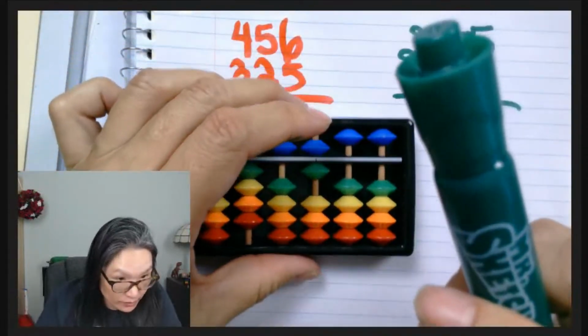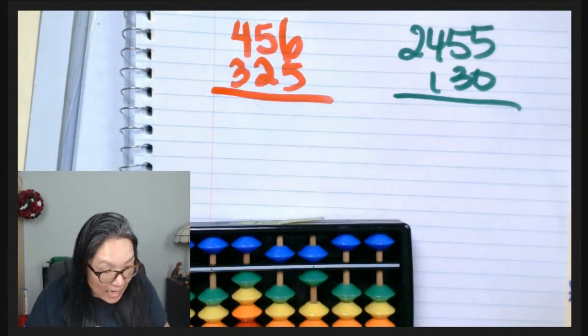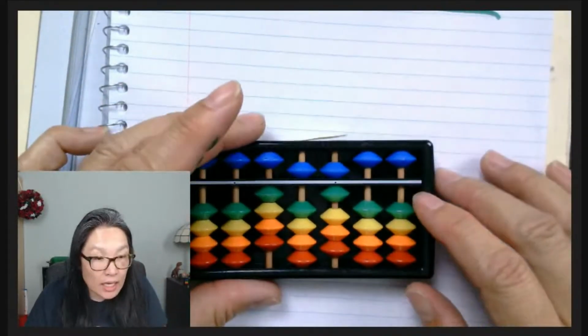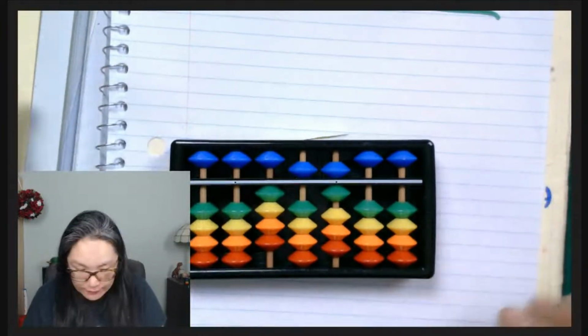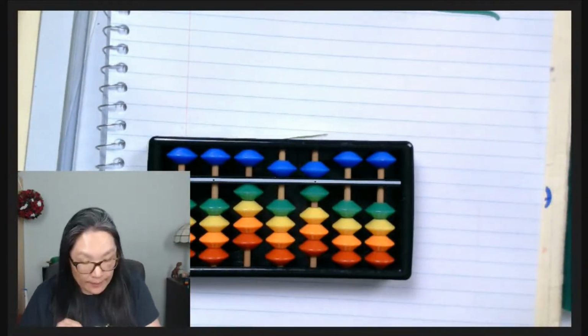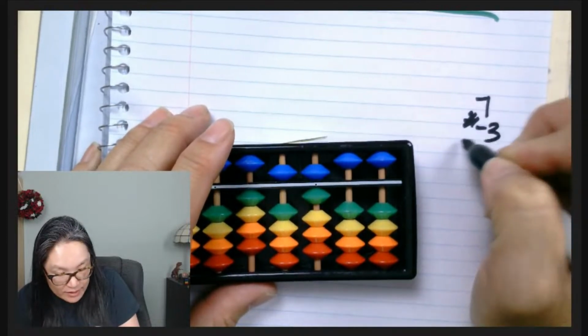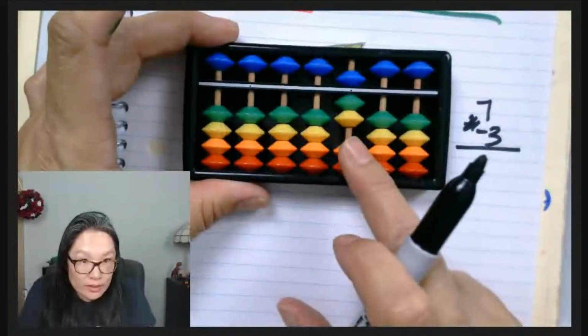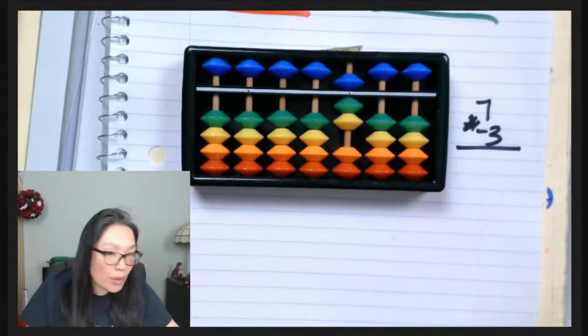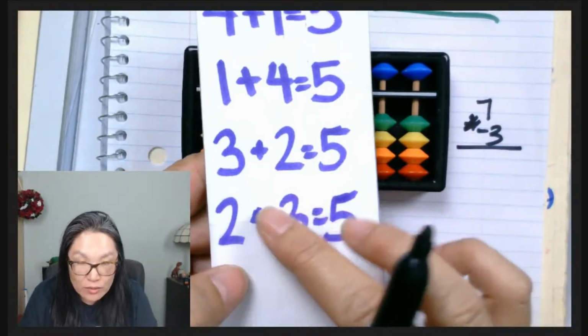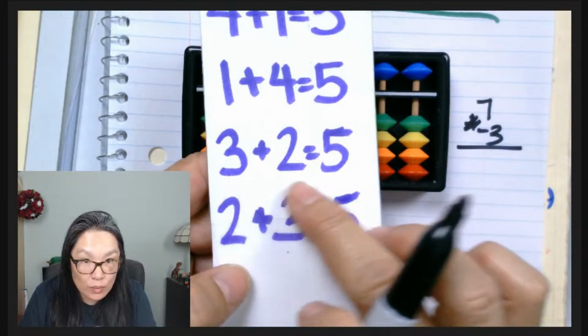7 minus 3 is different because now we're dealing with how to make a 5. So we have 7 minus 3. I have my number, 7, and I want to take away the 3. When I take away the 3, we know how to make a 5. The reason is that we want to be able to utilize the 5.